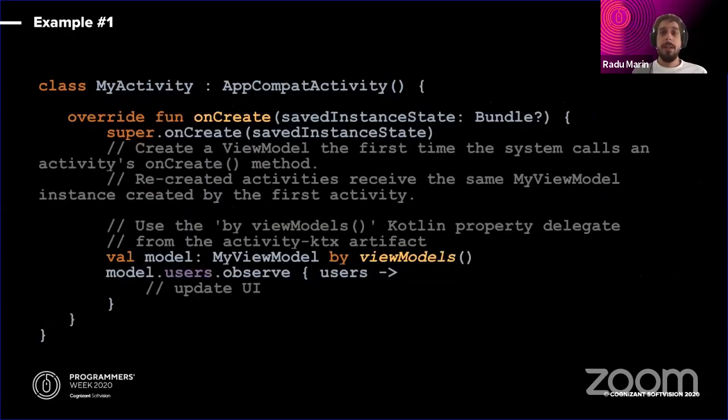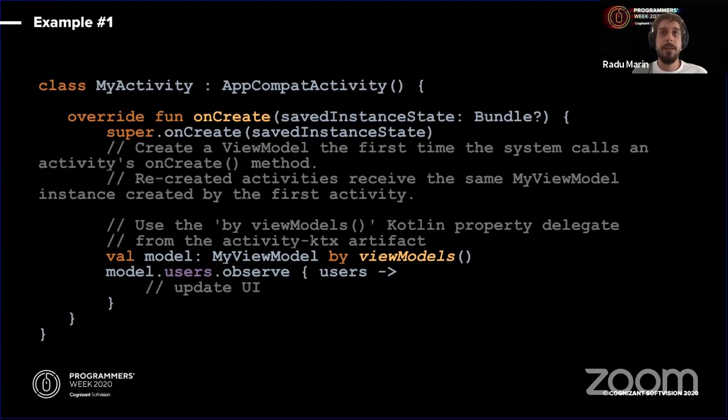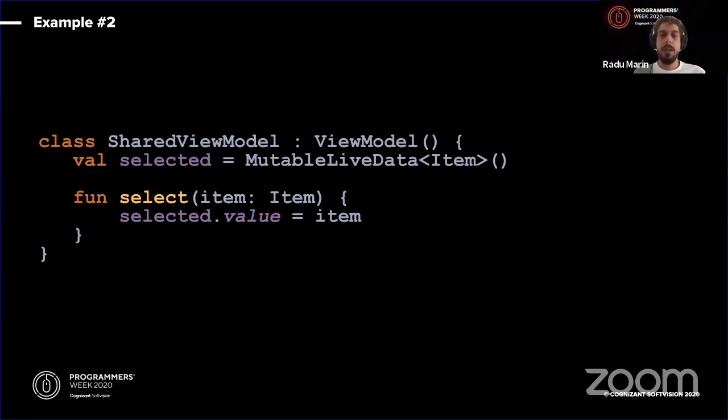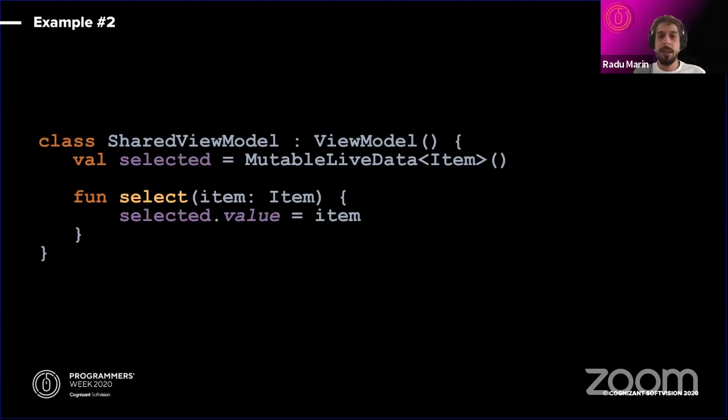Cool. Now let's see how we actually use it. In your view, you just get a reference to your ViewModel and you use this very nice delegation pattern, by viewModels. This means that it will construct a ViewModel, tie it to your activity, and then you just use whatever needs to be used from it. You observe that LiveData and you update your UI. So it's pretty easy.